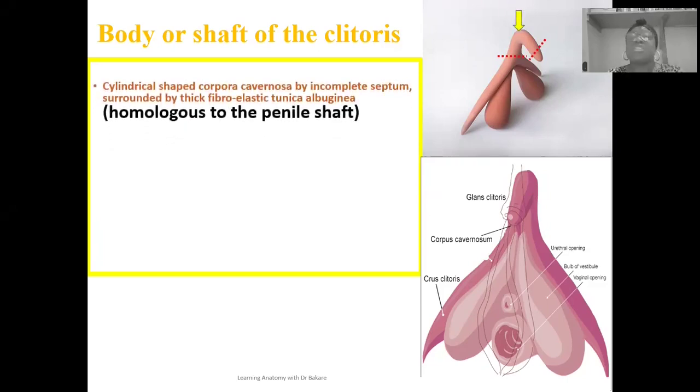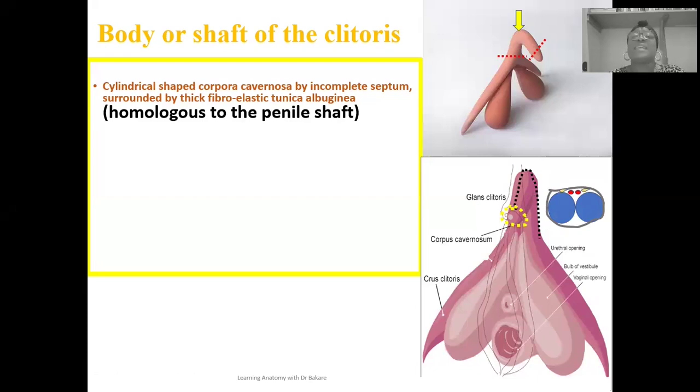This region is structurally made up of cylindrical-shaped corpora cavernosa. And this is separated by an incomplete septum. If you look at this lower image, this is where we have the glans of the clitoris, while the region that is seen after the glans clitoris is the body or the shaft. And this is what is highlighted here in dotted black. If you try to take a section of this region, this is the kind of presentation that you would see. You see two corpora cavernosa, which is highlighted here in blue on both sides. And you see that these structures are separated by an incomplete septum.